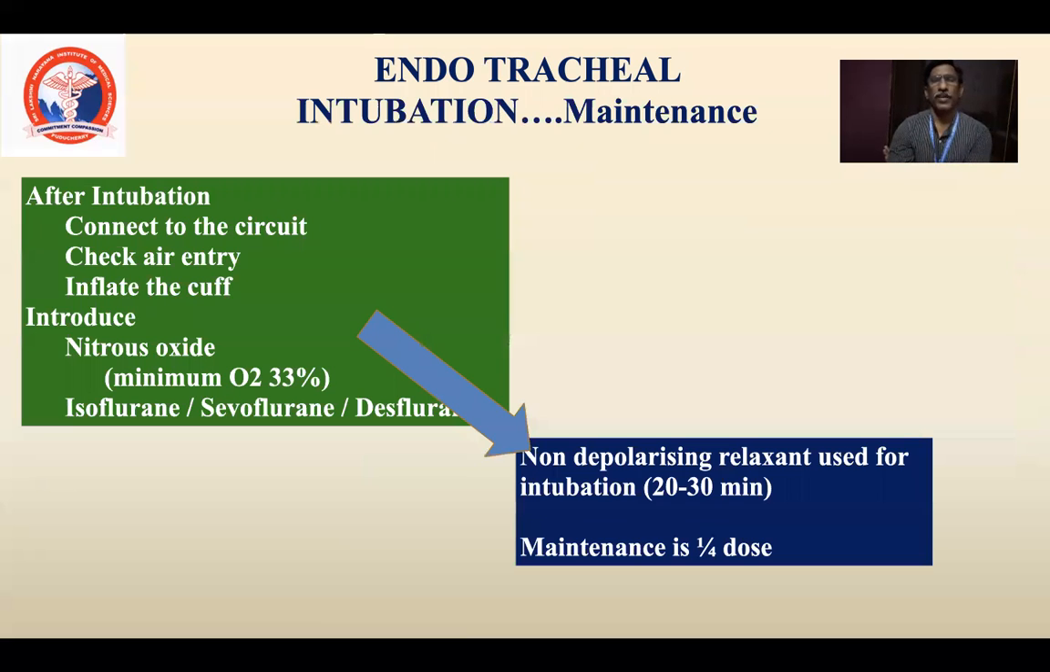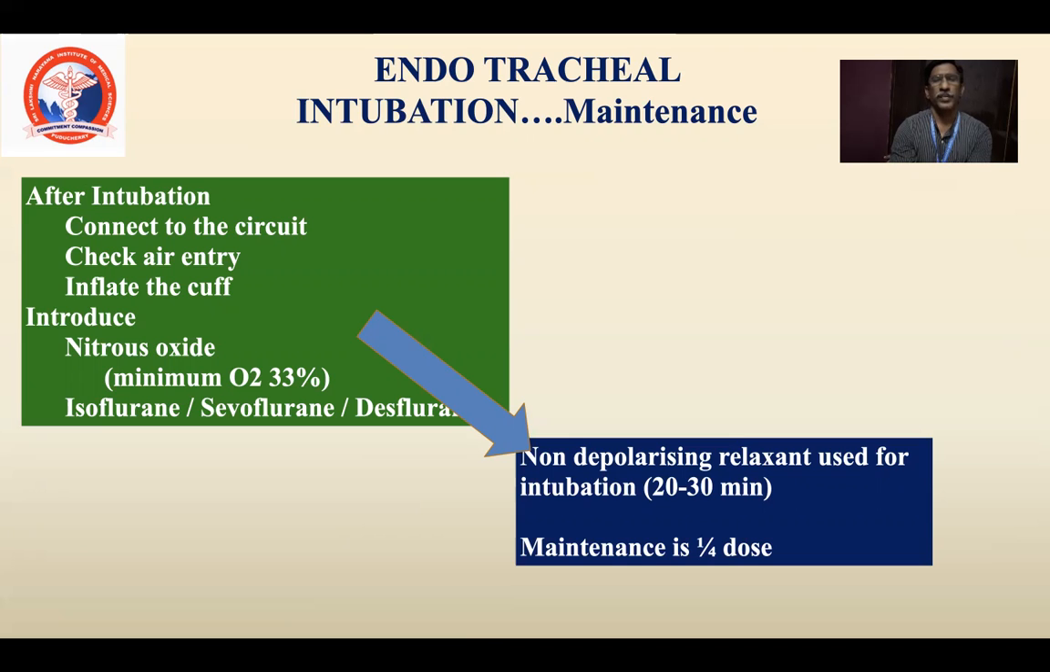After intubation, what are we going to do? We have to connect it to the circuit and ventilate the lung, check the air entry, inflate the cuff, and secure the endotracheal tube. Now, after confirming the position, the induction drug is going to last only for 5 minutes. So we have to initiate the maintenance with nitrous oxide and an inhalation agent like isoflurane, sevoflurane, or desflurane. While giving nitrous oxide, you should also give oxygen with a minimum of 33% FiO2.